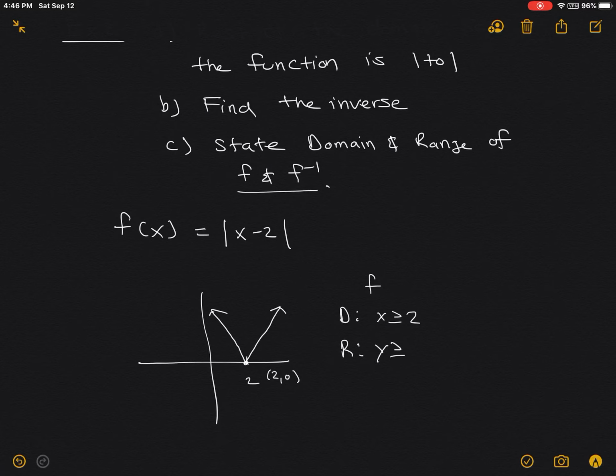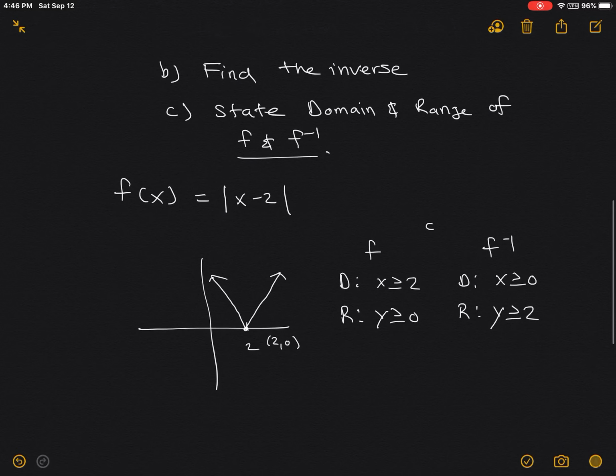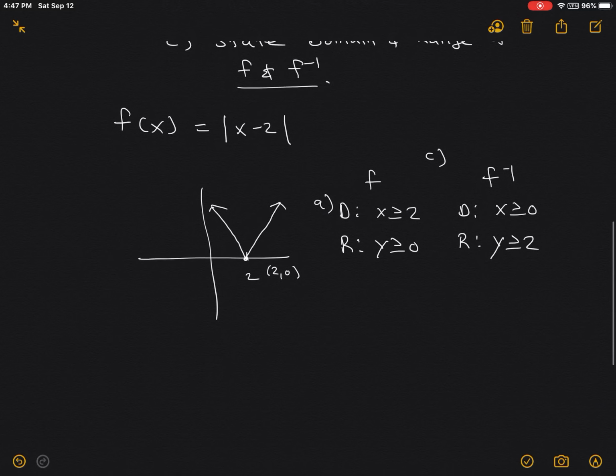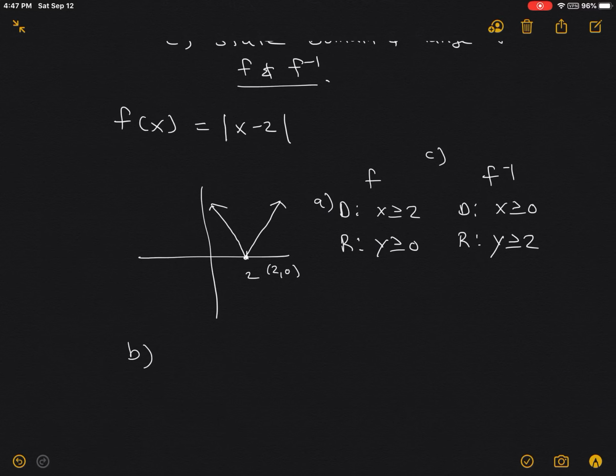And notice on part C, it says state the domain and range of f and f inverse. So to finish this problem, the range is y is greater than or equal to 0. Once you have the domain and range of f, you have the domain and range of f inverse, because they interchange. If the domain of f is x greater than or equal to 2, that means the range of f inverse is y greater than or equal to 2. If the range of f is y greater than or equal to 0, that means the domain of f inverse is x greater than or equal to 0. So we answered part C. We answered part A, because we restricted the domain, x greater than or equal to 2.